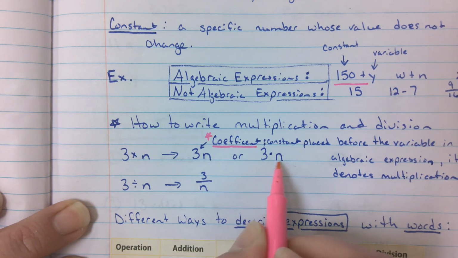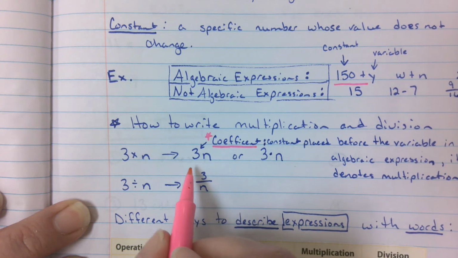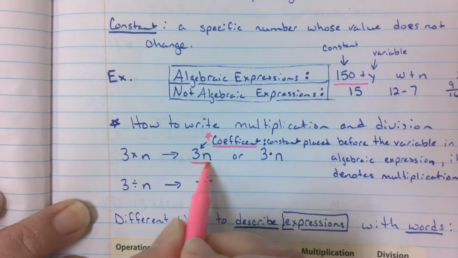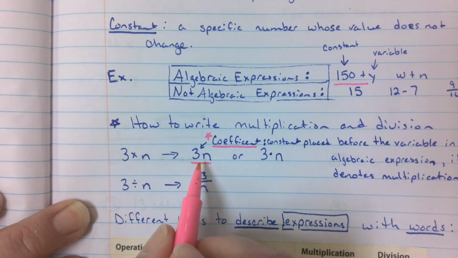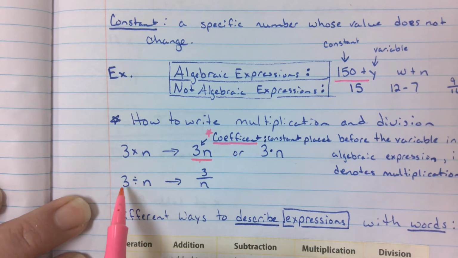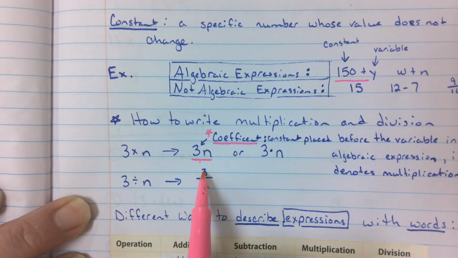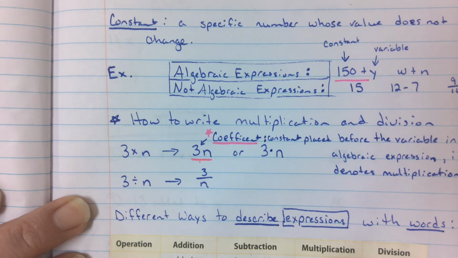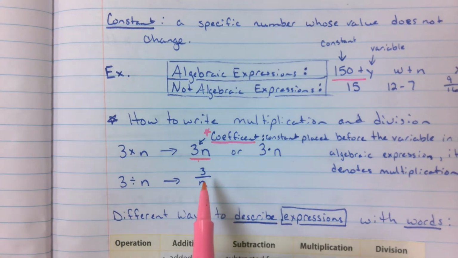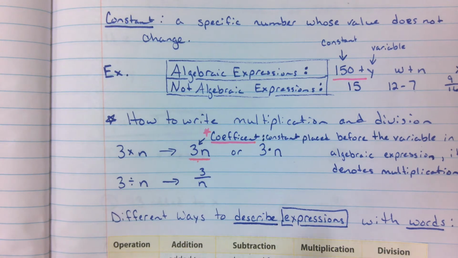You may also write it like this, but I'm going to really recommend going this direction because as we move forward in math, this is what you're going to see. For division, 3 divided by n, you're going to write that as 3 over n with a fraction bar. That's how we're going to write that when we're writing our algebraic expression. So if it said the quotient of 3 and n, this is what you would write.